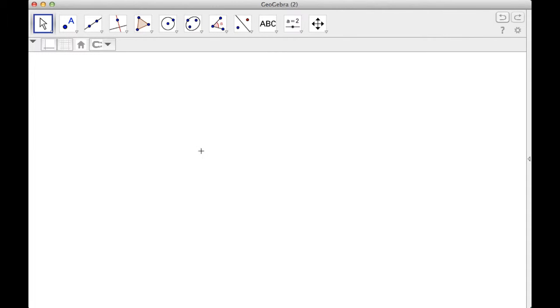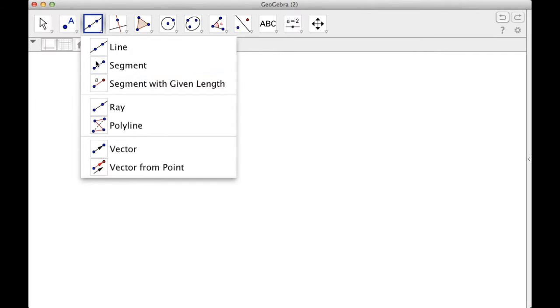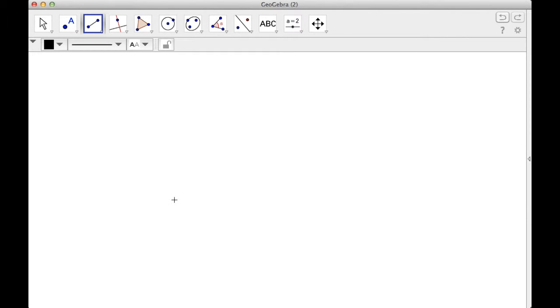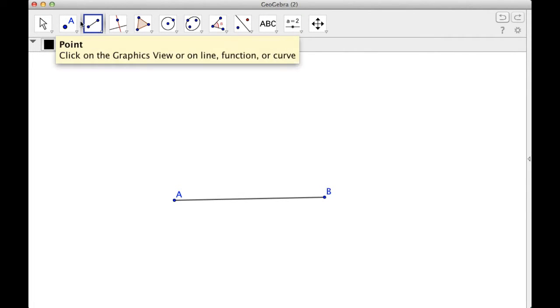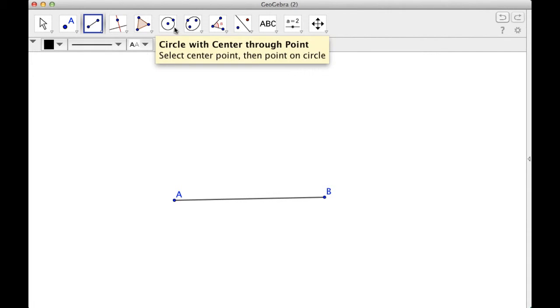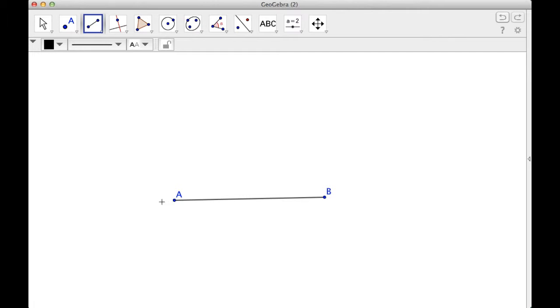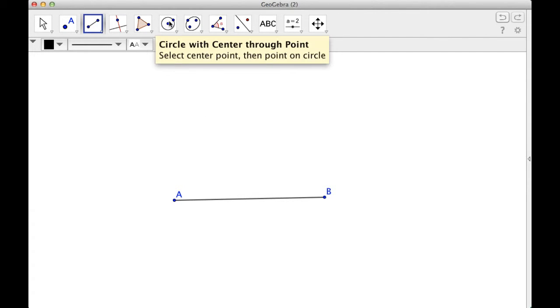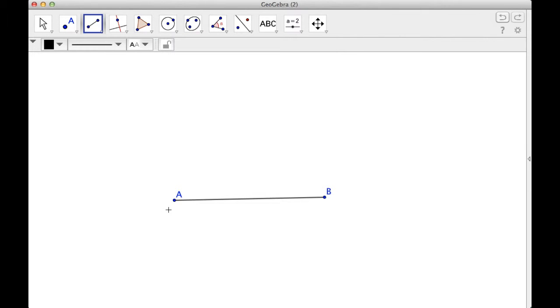Okay, in this video, we're going to bisect a segment. And in the process of bisecting the segment, we're going to construct a midpoint. At the same time, we're actually going to find the perpendicular bisector of a segment. So a lot going on in this particular video because the construction that we do just creates all of those things. So we start with a segment, the segment AB.